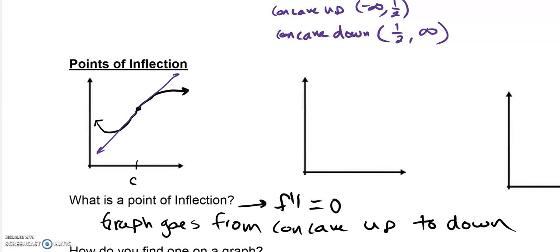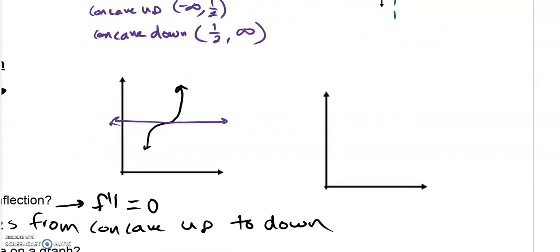Another example of a point of inflection, it goes from concave up, and then all of a sudden, concave down. There, it has a horizontal tangent. So you notice that the horizontal tangent is where the point of inflection is. So in that case, both the first and the second derivatives are going to be equal to 0.